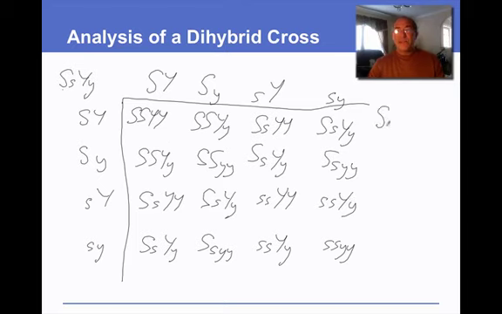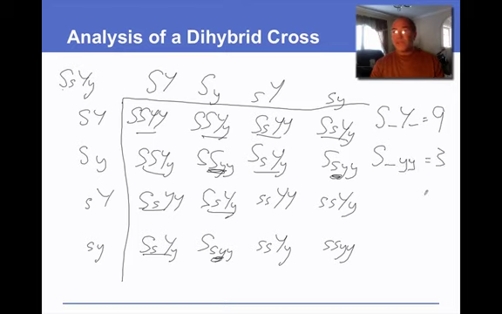If there's anything where it's dominant, big S something, big Y something, well, we find that there's 9 of those. There's this one, this one, this one, this one, this one, this one, this one, 1, 2, 3, 4, 5, 6, 7, 8, 9. So there's 9 of those guys, dominant for both traits. Now if we look at, say, dominant for smooth and recessive for color, we find that there's this one, and this one. That means dominant for smooth, but recessive for color. We find that there's 3 of those.